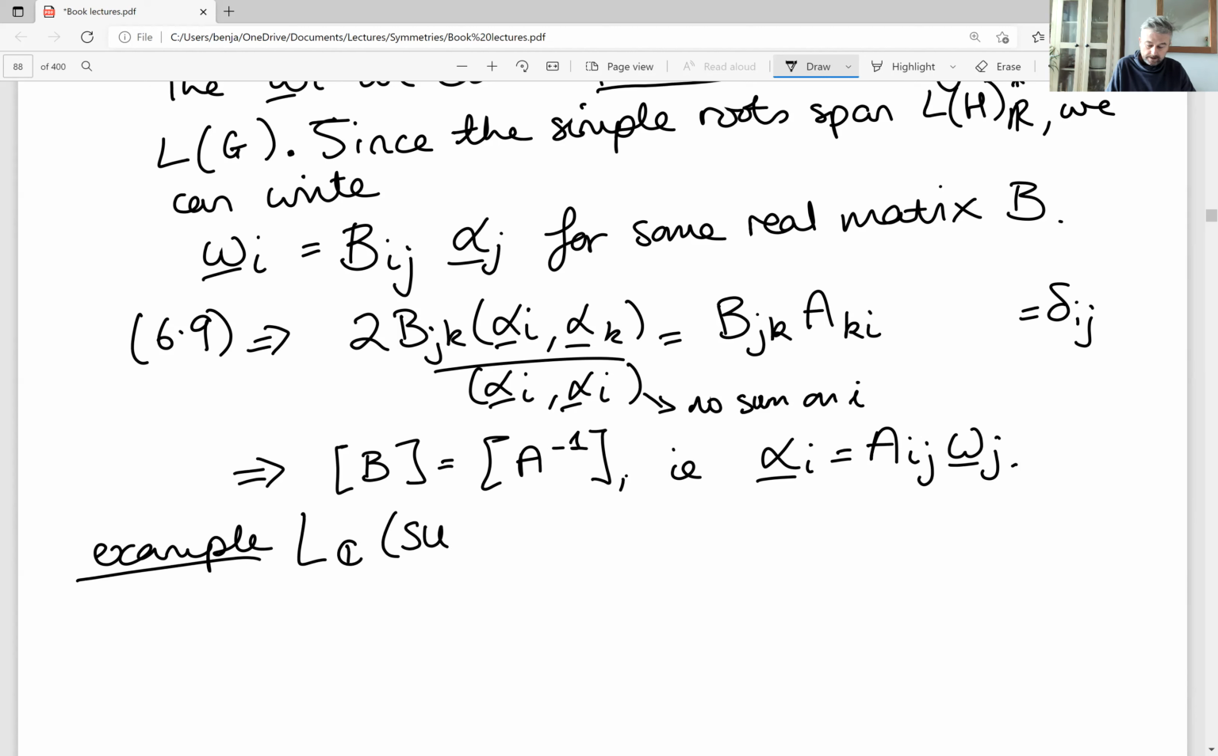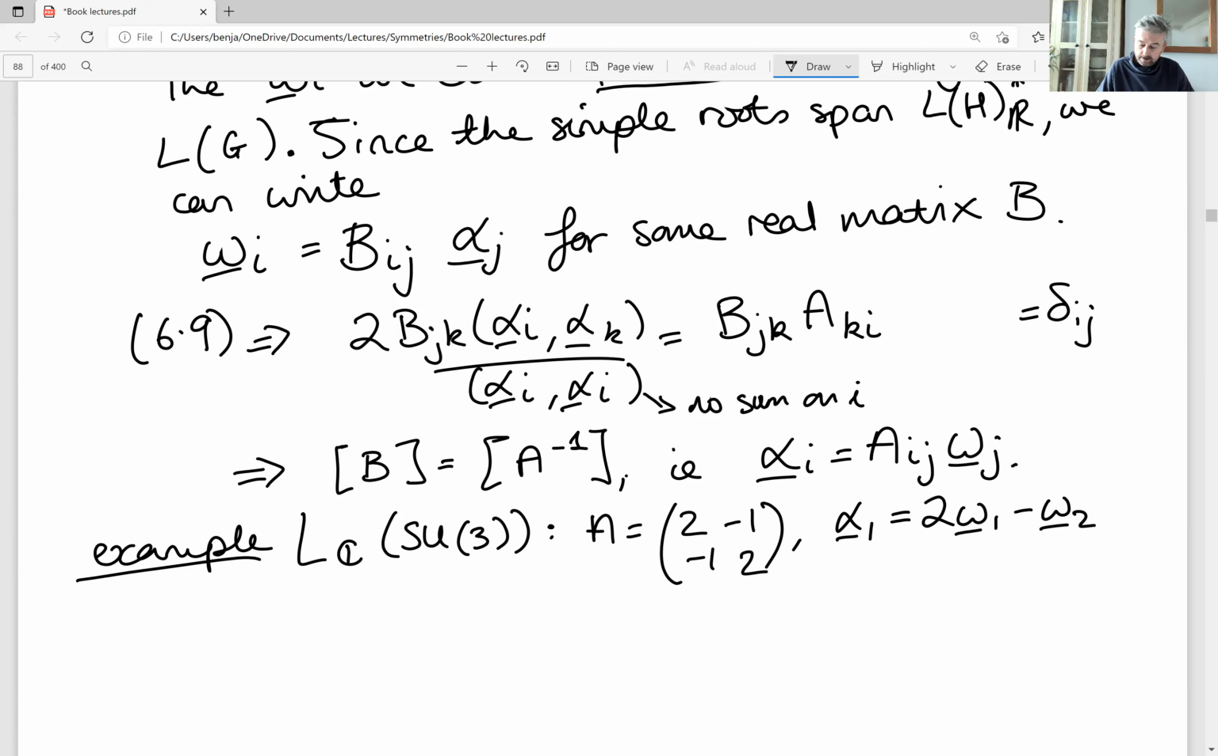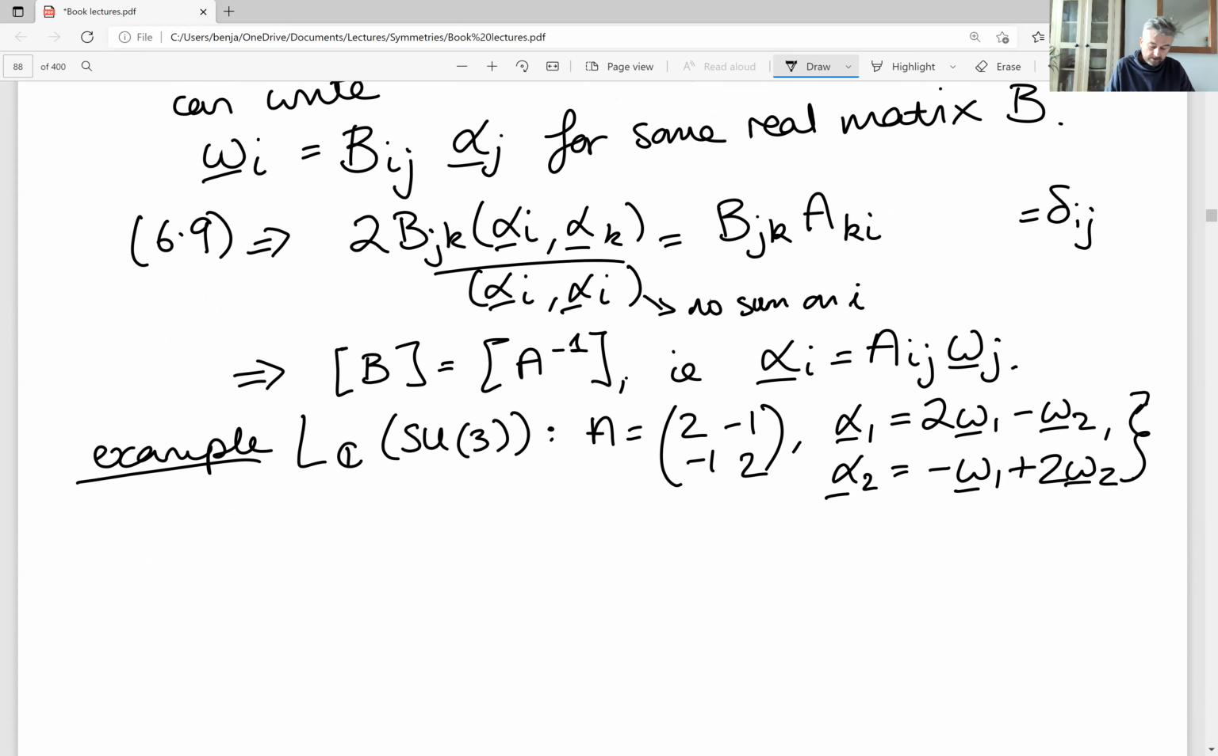So, the algebra of SU(3). Our Cartan matrix, which we've seen before, is this one. And so we have that alpha 1 is twice W1 minus W2, and alpha 2, just reading off from the matrix, is minus W1 plus 2 W2. These are two linear simultaneous equations, easy to solve, so we can write the weights in terms of the roots.